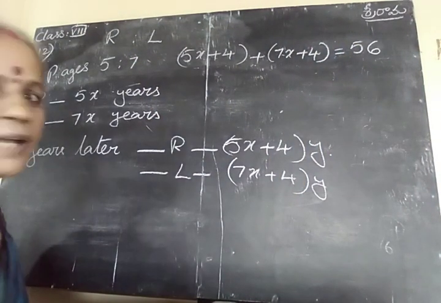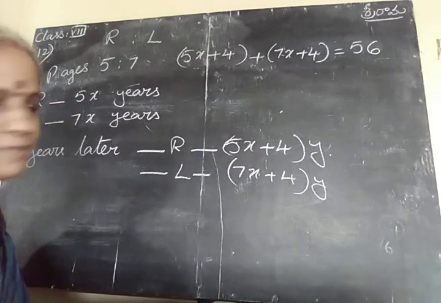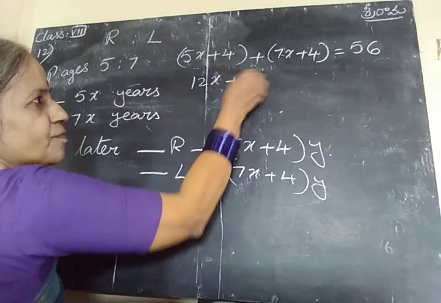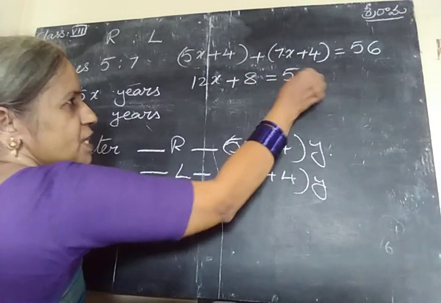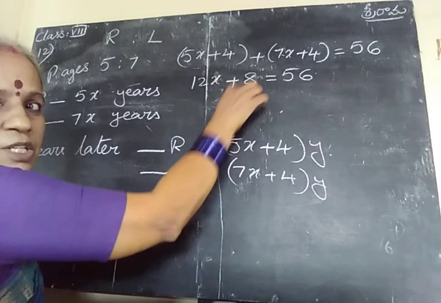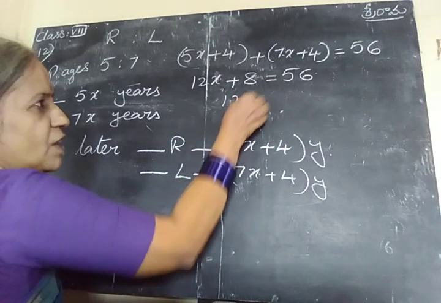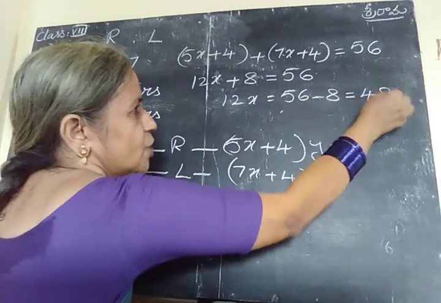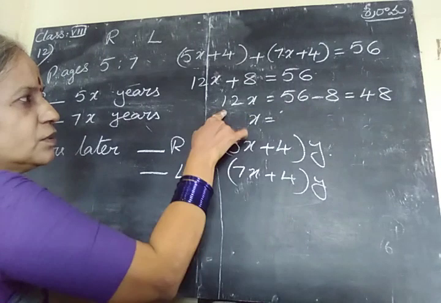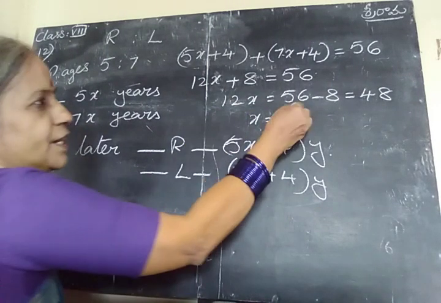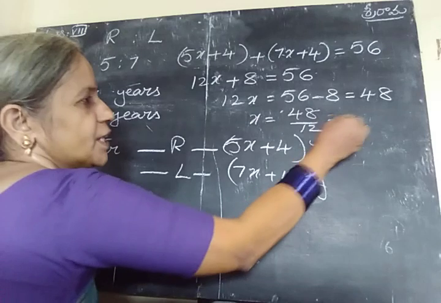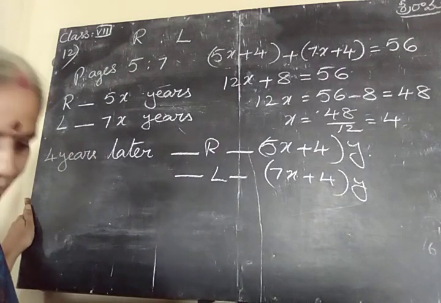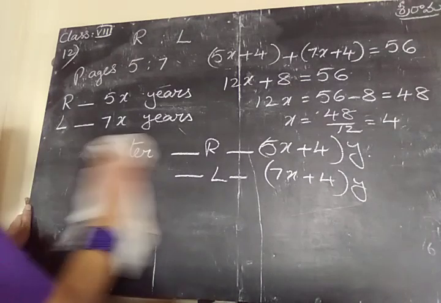Now we got the equation: 5x plus 7x is 12x, 4 plus 4 is 8, equals 56. Now, plus 8 transposes to the right side. 12x is equal to 56 minus 8. 56 minus 8 is 48. So x is equal to 48 divided by 12. 48 by 12 is 4. Now, you got the common factor 4.